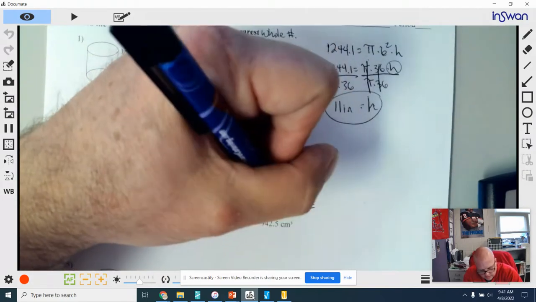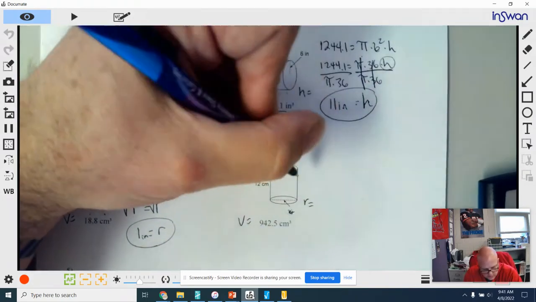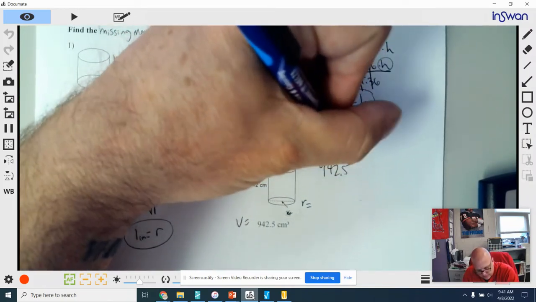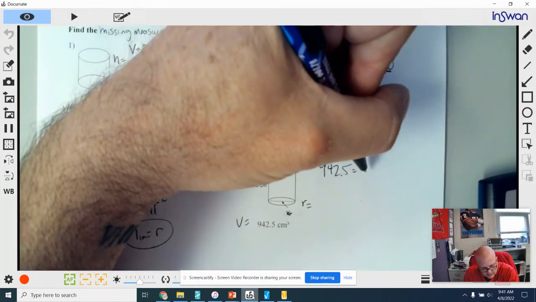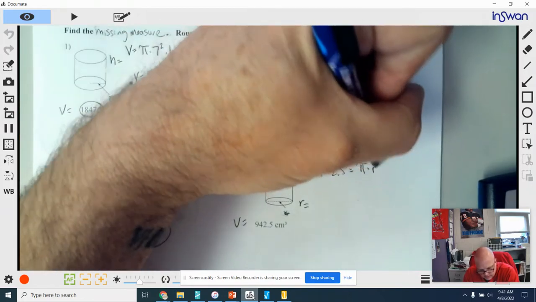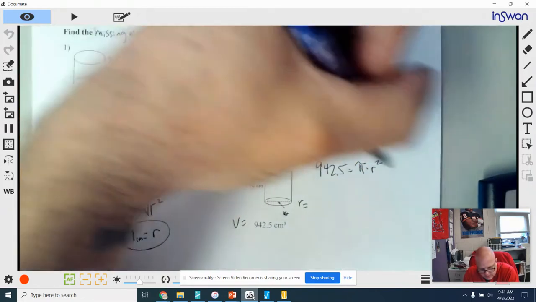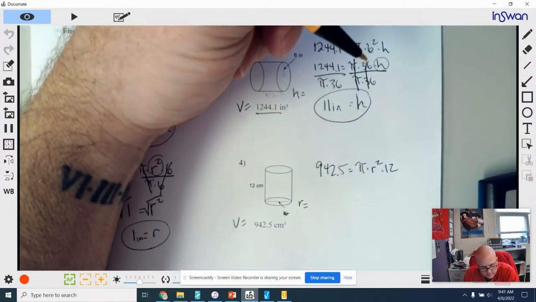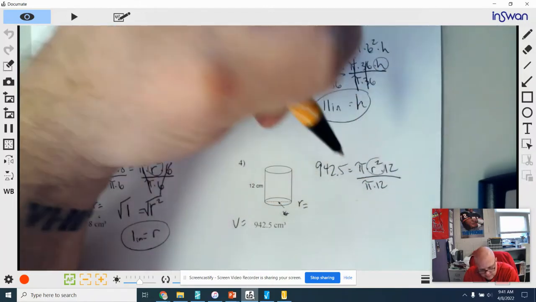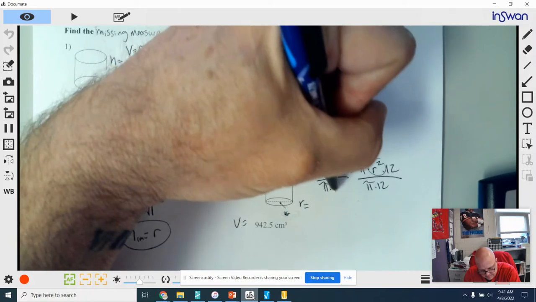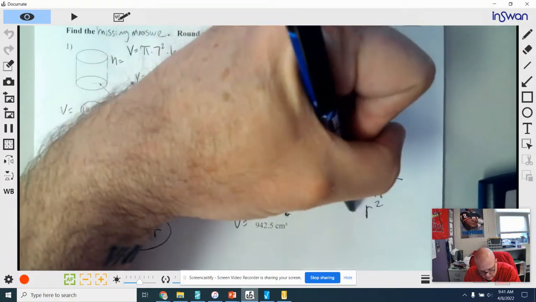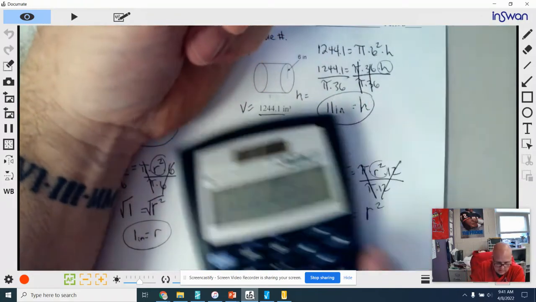Okay, so moving over here, number 4. We're going to start off by writing our volume down, 942.5 equals. And on this one we've got pi times radius squared, we don't know what that is, and then times the height, which is 12. Okay, so I can go ahead and divide by pi times 12 to isolate radius squared. Come over here, do the same thing. So this cancels, that cancels. You're left with radius squared. And then use your calculator.